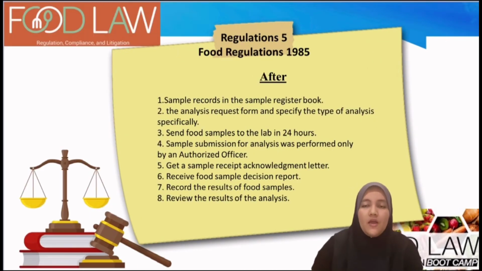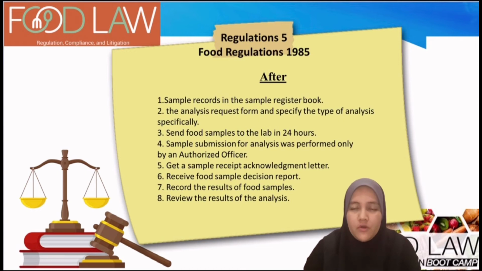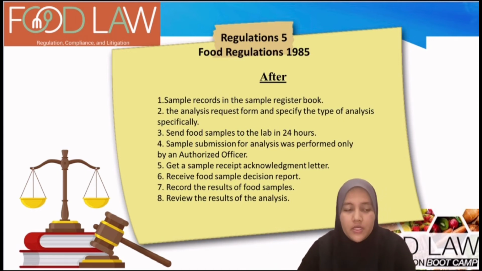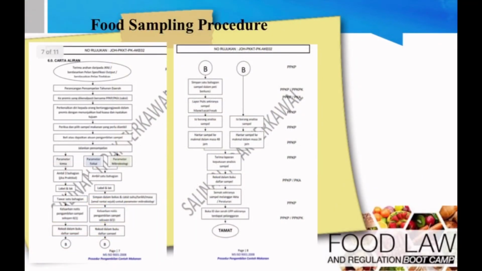After that, number 1, record the sample in the sample register book. Number 2, analysis request. Number 3, send the food sample to the lab within 24 hours. Number 4, sample submission by an authorized official. And number 5, get a sample. Number 6, receive the food sample analysis report. Number 7, record the result. And the last one, review the result of the analysis. This is the food sampling procedure.